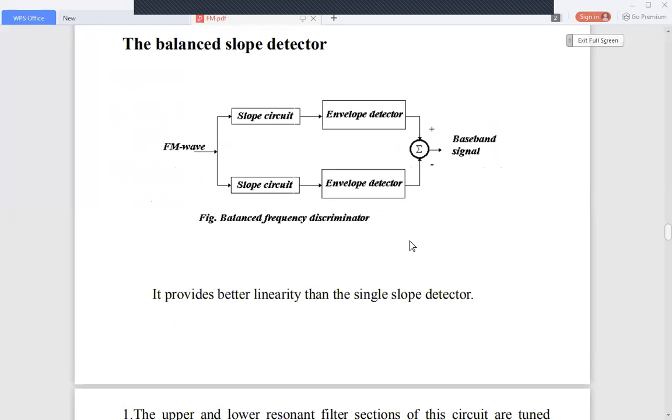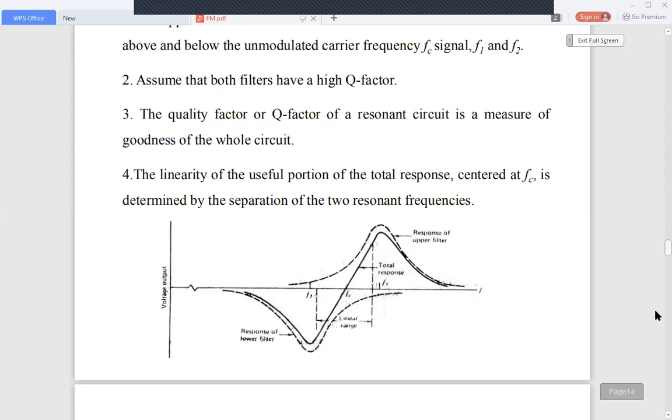Here is the basic block diagram. The FM wave is connected to the slope circuit. Then the slope circuit is connected to the envelope detector, and then there is an adder, and then we get the detected signal. This is the basic principle. The main idea of this type of FM detection is that the discrimination of frequency is converted to the discrimination of amplitude, so that we get back the unmodulated or the modulating waveform, or the message signal.